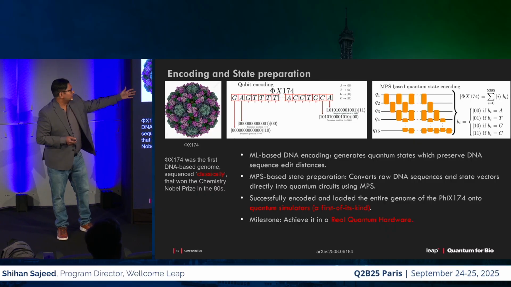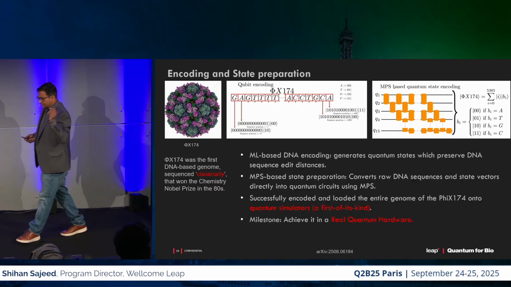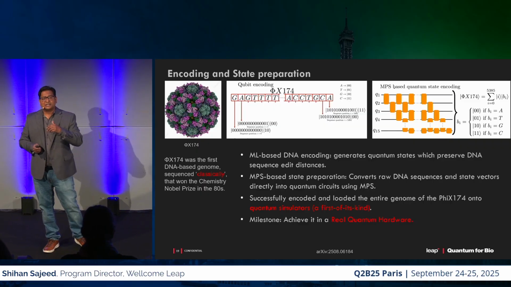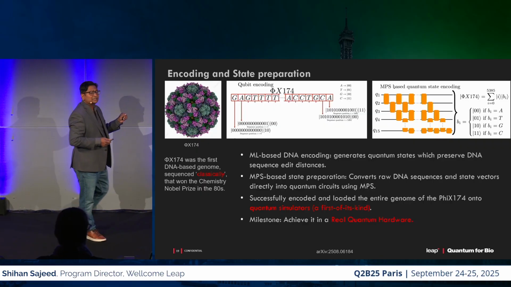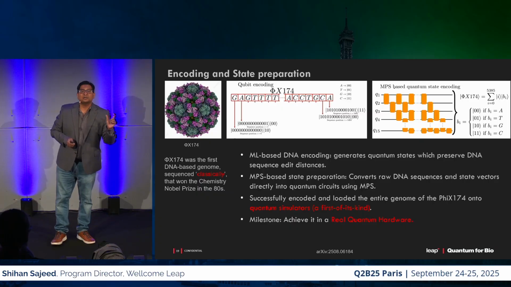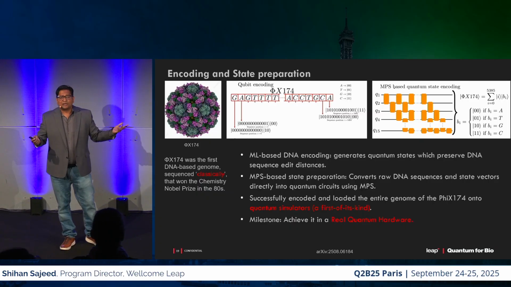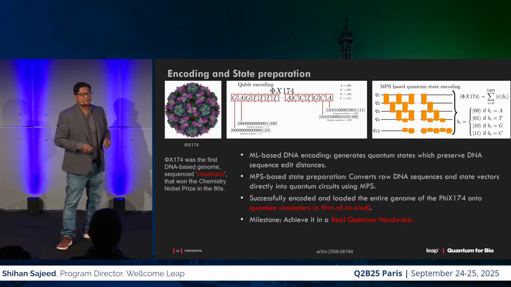This is a specific example. This is called phi X 174. It's a single-stranded DNA organism whose data has actually been loaded into a quantum simulator. This is a very significant milestone, because in the 80s, this was the same molecule whose DNA was sequenced with classical methods, work that earned the Nobel Prize in chemistry. And 50 years later, through the Quantum for Bio program, it becomes the same molecule. This is the first time somebody is loading this into an actual quantum simulator.